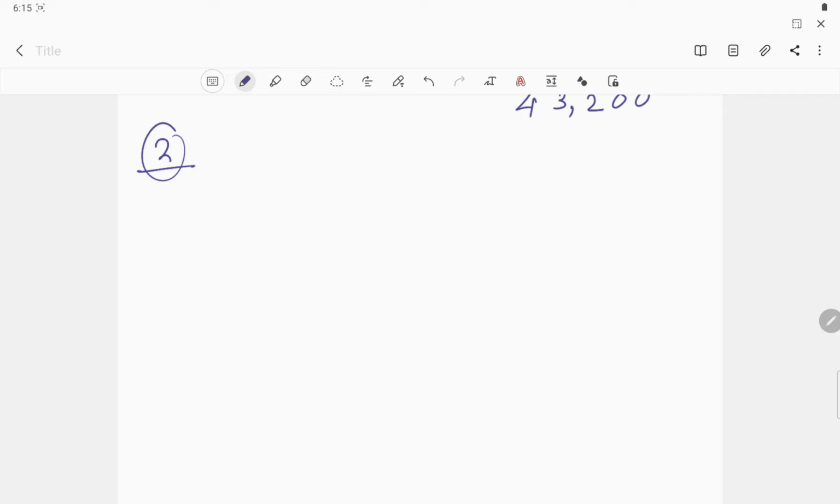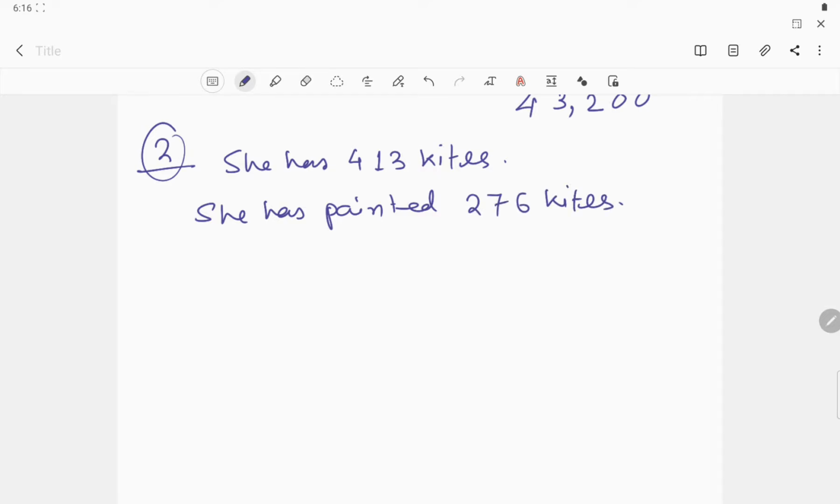Question number 2 says, Ming Su is painting kites. She has 430 kites, right? She has painted 270 kites so far. So how many more kites does she have to paint? That means you have to find the remaining part that she has to paint. When you have to find the remaining part, you have to do subtraction, right? In this question it is find the actual and estimated answer. So the actual answer will be simply subtraction.